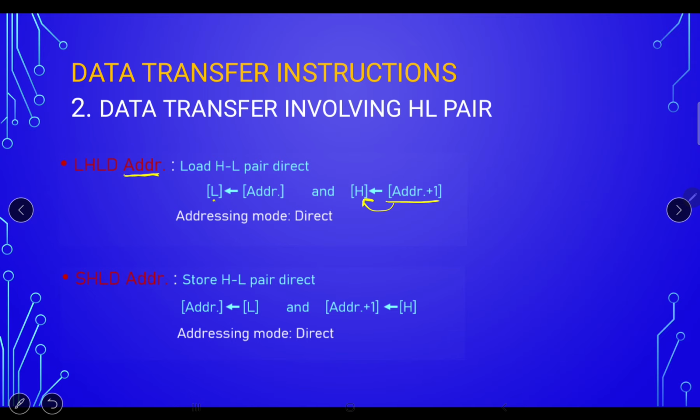Similarly, the next instruction is the SHLD instruction. It stands for store HL register pair direct, and here we will store the content of the HL register at some defined address. Suppose here in the operand we provide one 16-bit address.